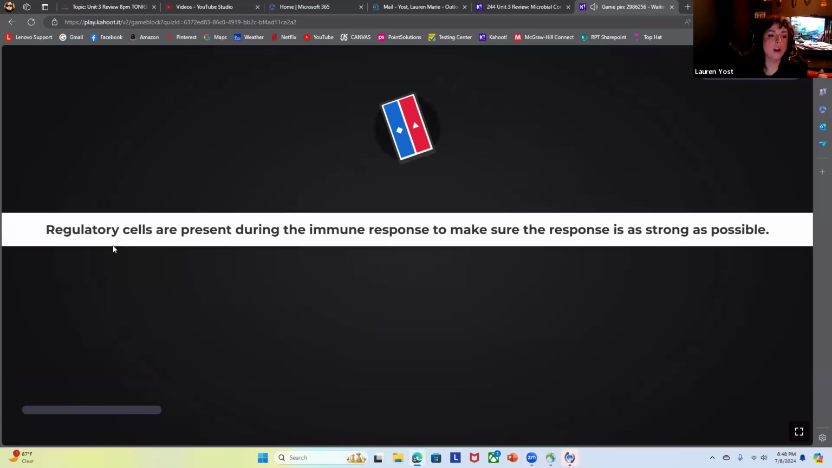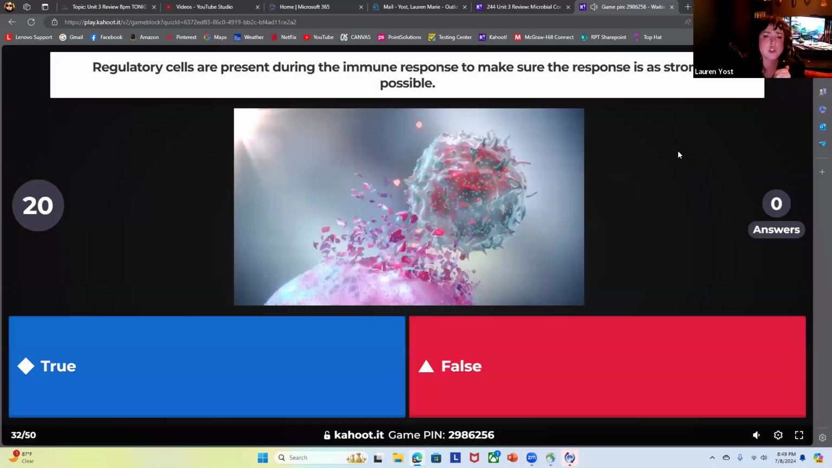All righty. Regulatory cells are present during the immune response to make sure the response is as strong as possible. Is that true or false? Is that what regulatory cells do in the immune response?